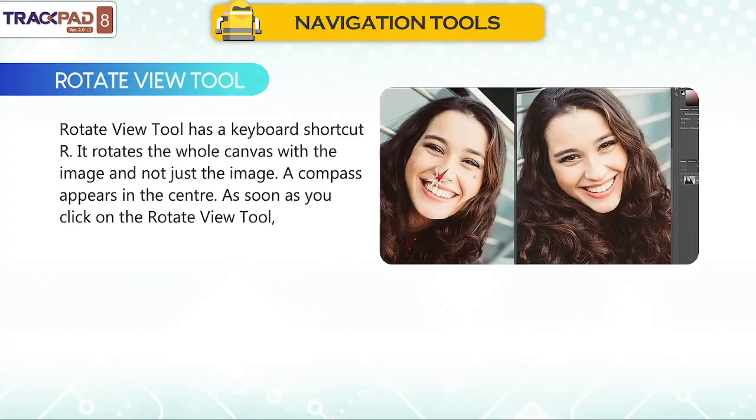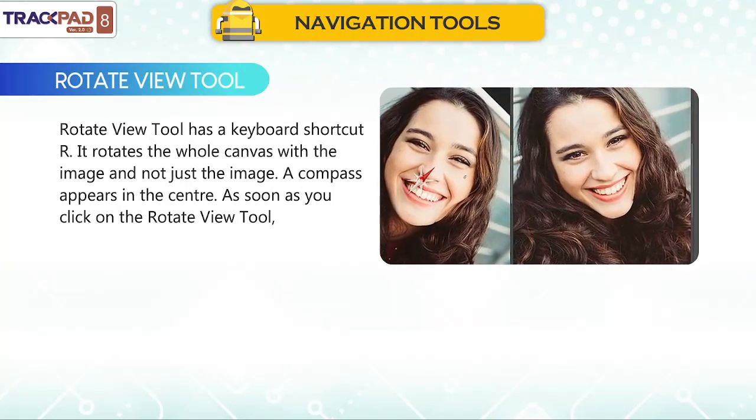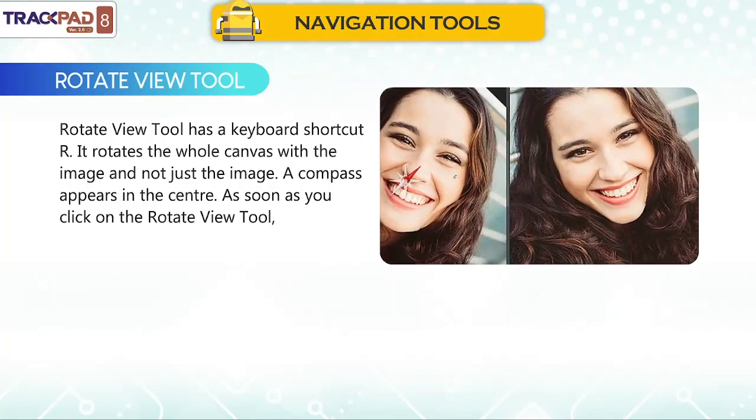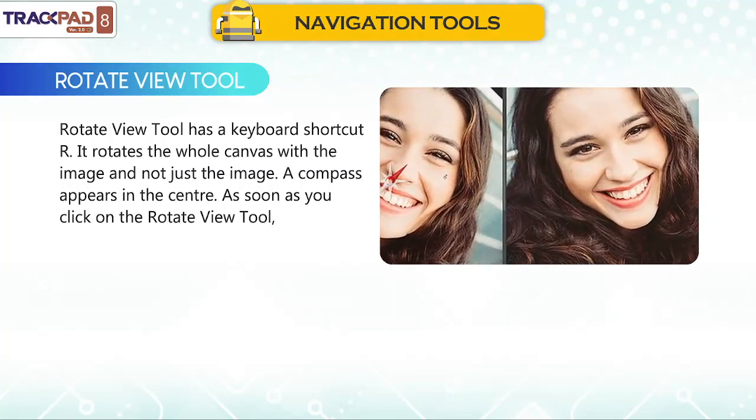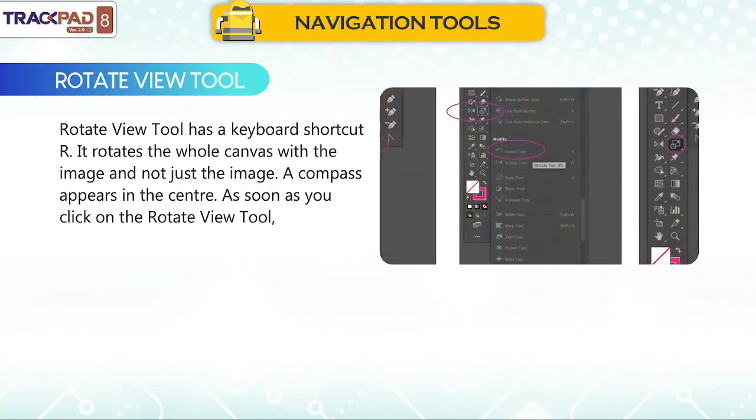Rotate view tool. The rotate view tool has a keyboard shortcut R. It rotates the whole canvas with the image and not just the image. A compass appears in the center.